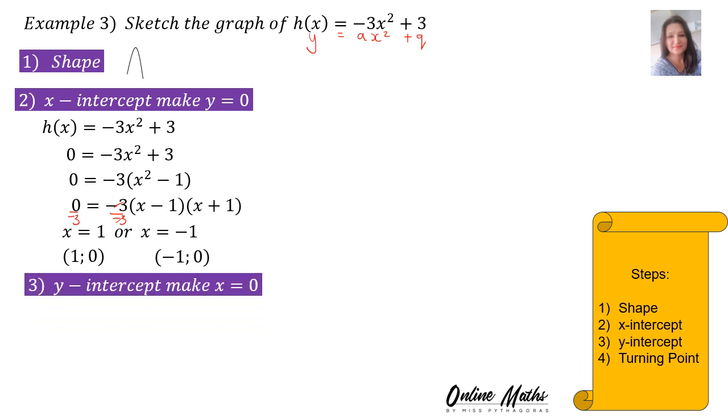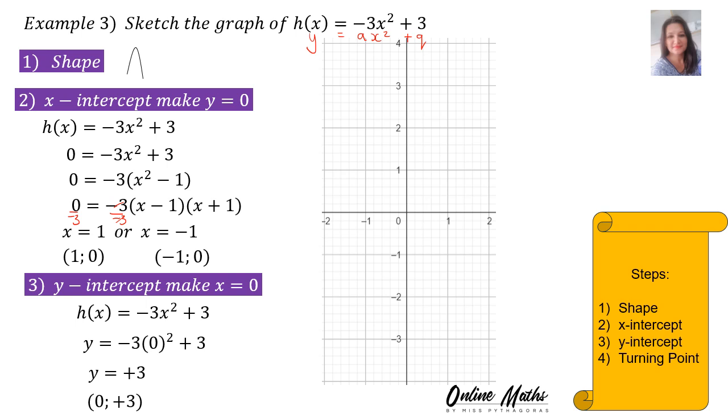Step 3, y-intercept, make x 0. There's the equation. When we make x 0, we end with y is equal to 3. And then the coordinate there is the point (0, 3). And then the y-intercept is also the turning point.